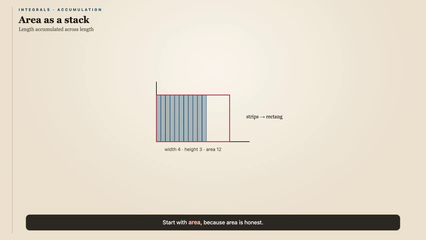Start with area because area is honest. Take a rectangle that is 4 units wide and 3 units tall. You already know the area is 12, but notice what the product is really doing. It is saying take a vertical strip of height 3 and sweep it across a width of 4. One strip has almost no thickness. Many strips stacked sideways fill the rectangle. Area is length accumulated across another length. 2 dimensions grown from 1.